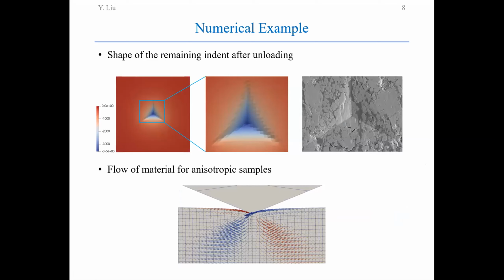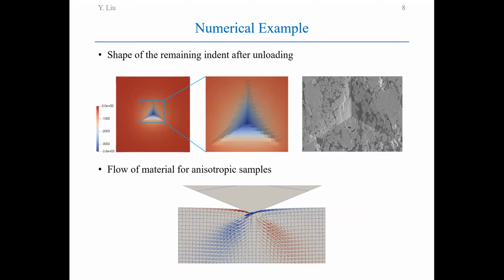After the load is fully released, there's a post-indentation residual geometry on the sample because the sample has undergone permanent plastic deformation. We can zoom in to the geometry of the residual indent, and it shows good consistency with what was imaged in real practice.